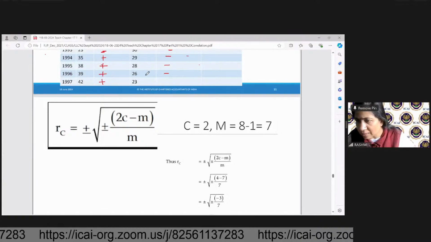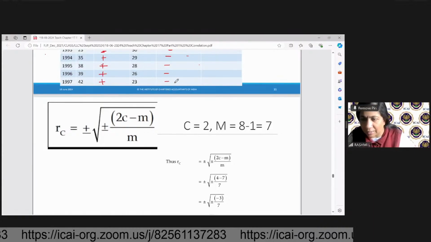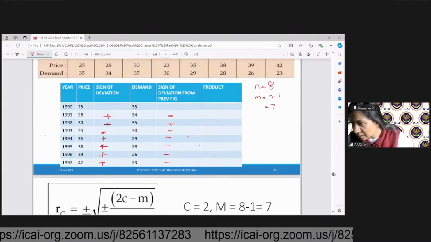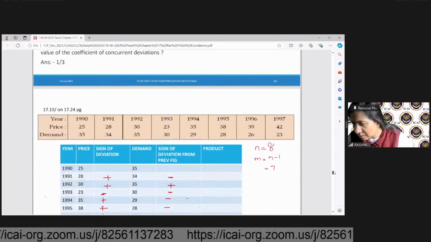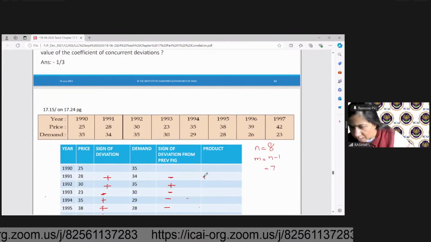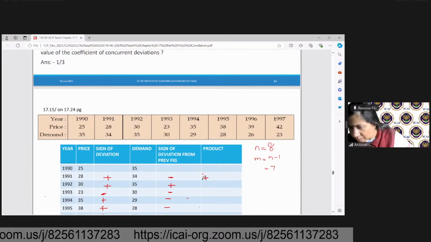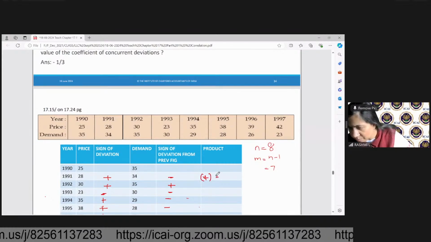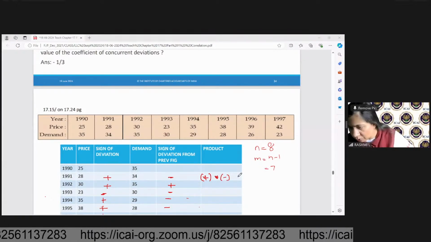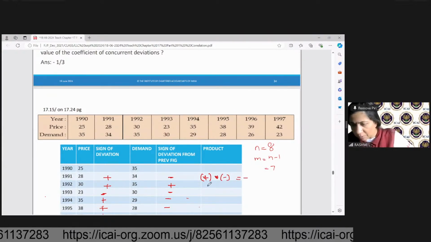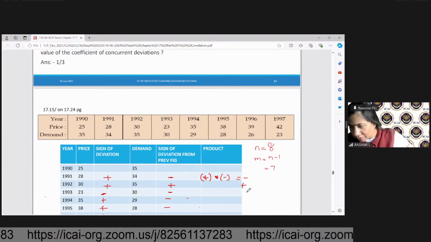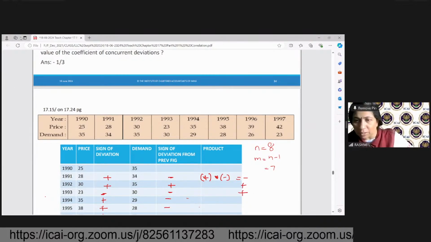28 to 26, negative. 26 to 23, negative. Okay. Now, once I have done this, now what is going to happen? I'm going to multiply plus into minus. This plus into this minus, what am I going to get? I'm going to get negative. Plus into plus, positive. Negative into negative, positive. So this is the most important.